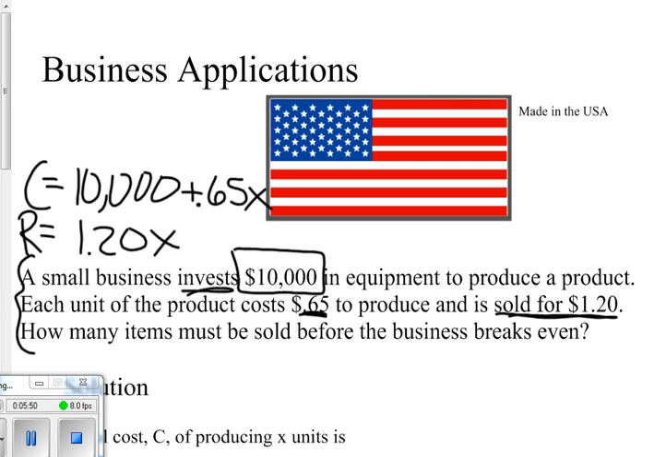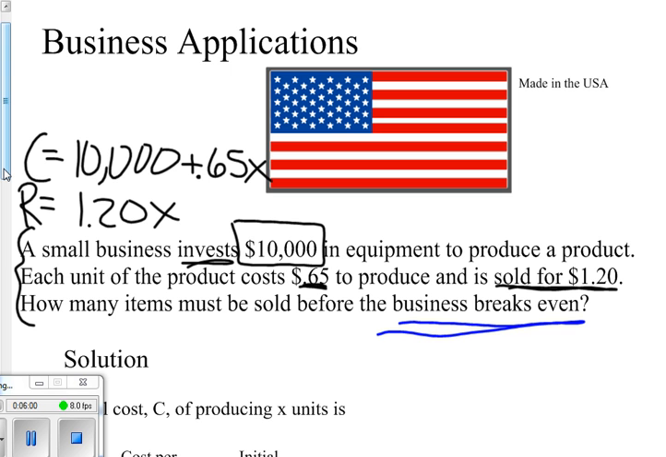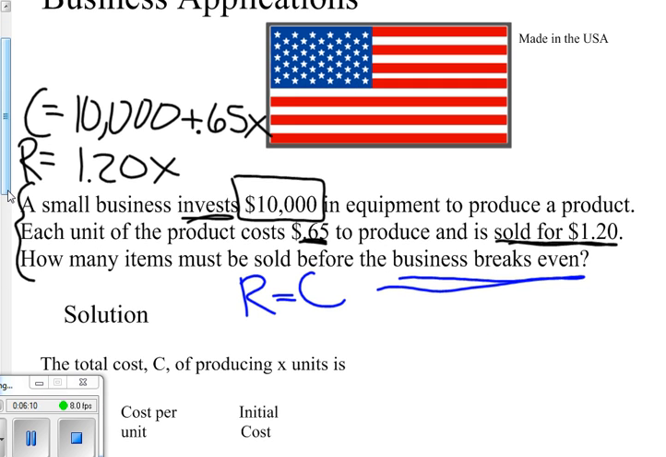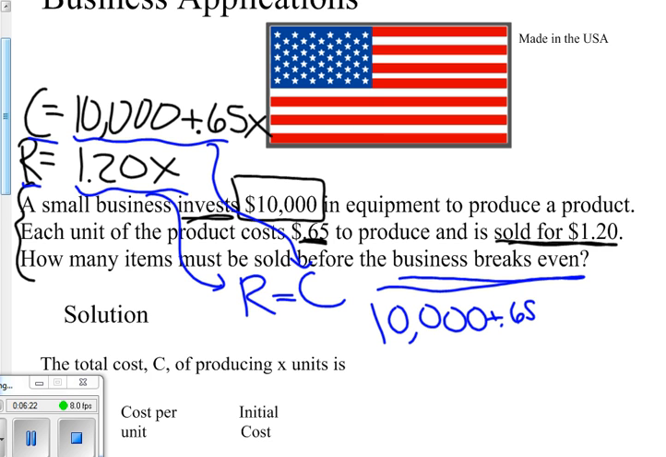Then the final part of the question says, how many items must be sold before the business breaks even? And we said that's what break even is, what equals what? Revenue equals cost, or cost equals revenue. So, to do that, let's set them equal to each other. Because here's our C, we can replace this with C. And here's our R, so we can replace this with R. So we get 10,000 plus 0.65x equals 120x. Do that on your calculator. Everyone, solve that. Find out x.